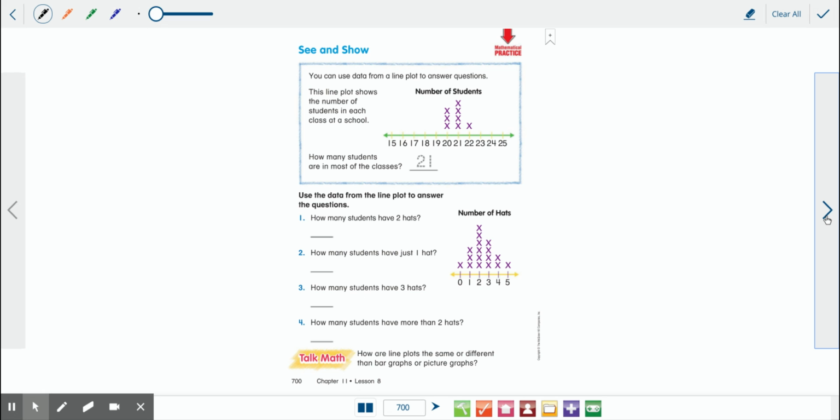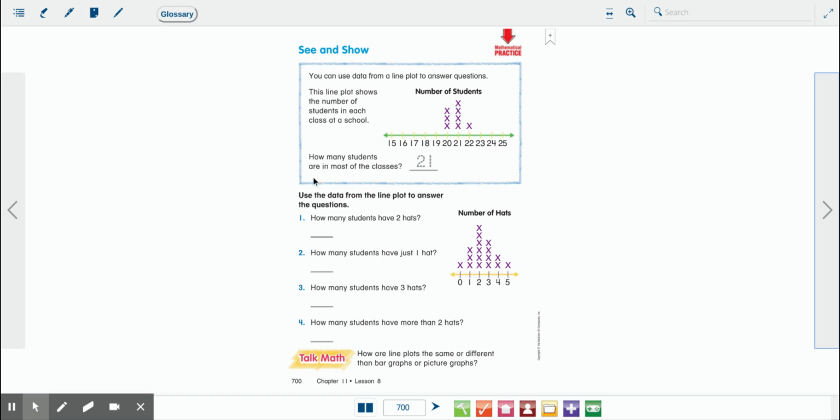So we're looking at our See and Show. And like I said earlier, we can use data from a line plot to answer our questions. So here they have a line plot which shows the number of students in each class at a school. So if I look, I see there are 3 classes with 20 students, 1, 2, 3, 4 classes with 21 students, and 1 class with 22 students.